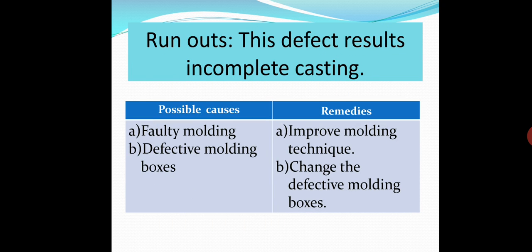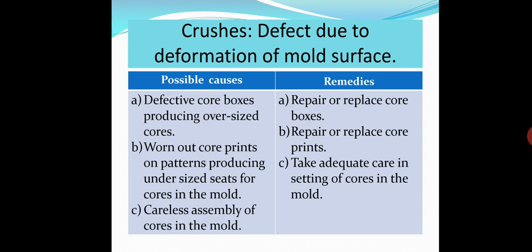Next is runouts. This defect results in incomplete casting. This occurs due to faulty molding and defective molding boxes. So to avoid runouts, we have to improve molding technique and change the defective molding boxes.